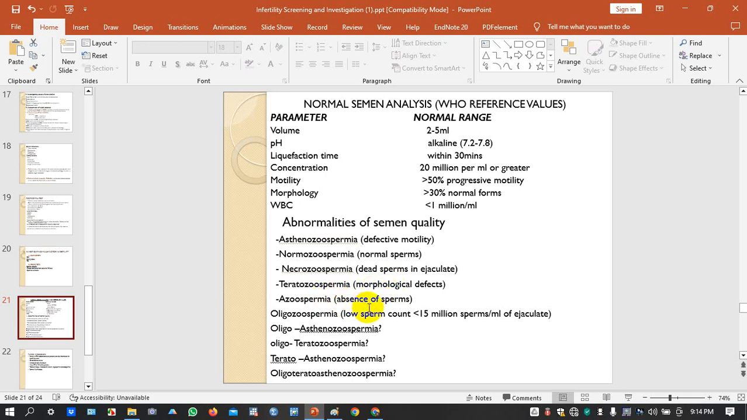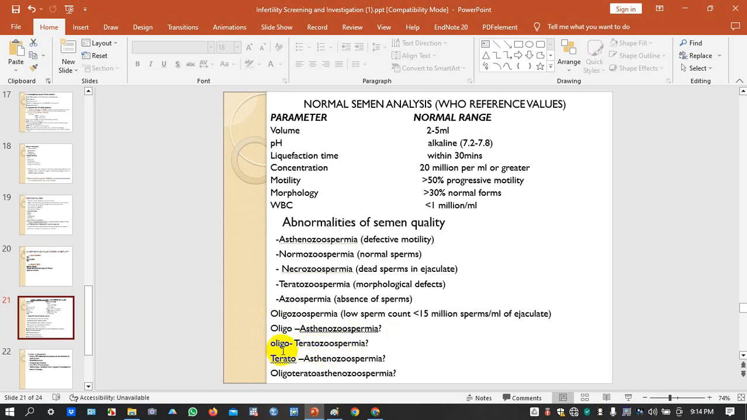Azoospermia means absence of sperms. Oligospermia means low sperm count, that is, a sperm count of less than 50 million sperms per milliliter of ejaculate. Oligoastenozoospermia is a combination of low sperm count and also defective motility. The sperms are not able to move well. So you have low sperm count, and the sperms are not able to move well.